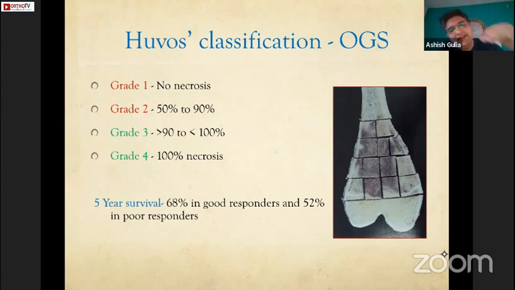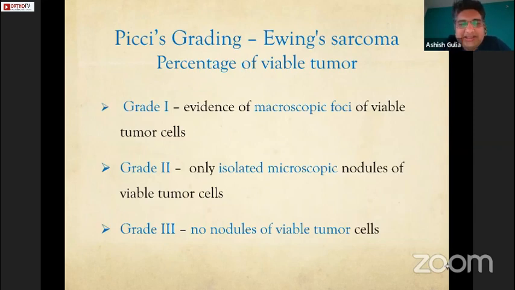And it is very clear that the patients who have 100% necrosis will have the best survival as compared to the other patients. If we talk about the 2 broad groups, then any patient whose necrosis is more than 90% will have a much better prognosis, and these are considered better responders as compared to any patients who have less than 90% necrosis. Huvos' system was also being used for Ewing sarcoma.